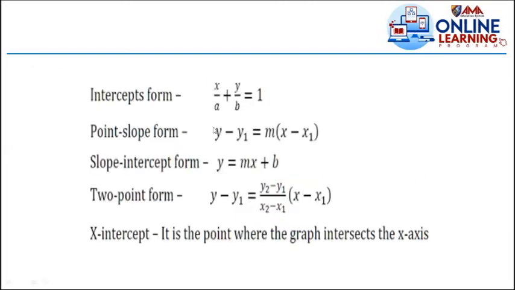Next. So these are now the summary, no? For the two-point formula, you have your formula: y minus y1 is equal to y2 minus y1 divided by x2 minus x1 multiplied by x minus x1. So this is now the summary of our formula. For the point-slope form, y minus y1 is equal to m multiplied by x minus x1.